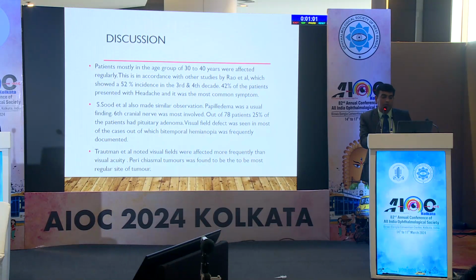Visual field defects were seen in most of the patients, out of which bitemporal hemianopia was most frequently documented. Tutuman et al. noted visual field defects affect more frequently than visual acuity. Perichiasmal tumors were found to be the most common tumor.